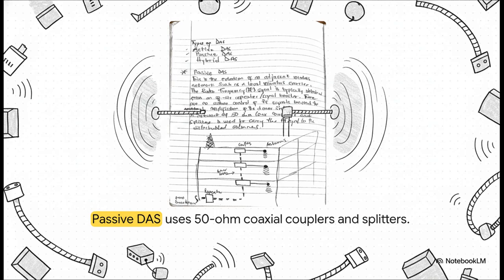This architecture is simply an extension of an adjacent wireless network like your local carrier. It typically gets its RF signal from an off-air repeater or signal booster. The keyword here is passive, meaning there is zero active control of the RF signals beyond the initial amplification of that donor signal. Instead, a network of 50-ohm coaxial couplers and splitters acts as the transport medium to carry the RF signal throughout the building to the distributed antennas.